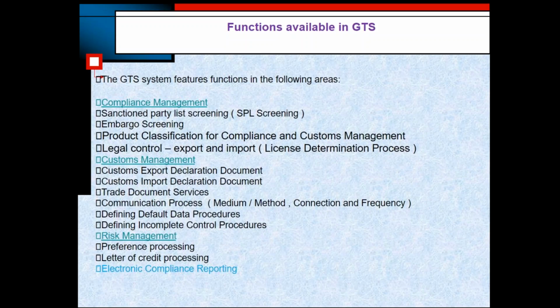If the license record is not available, if it is not able to assign the license record, then the system will block the transaction. So that is the capability, or the purpose, of the license determination process used in the GTS module, which is available under compliance management.